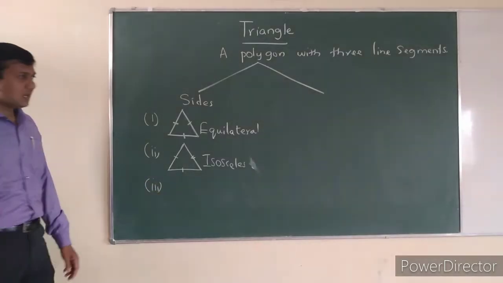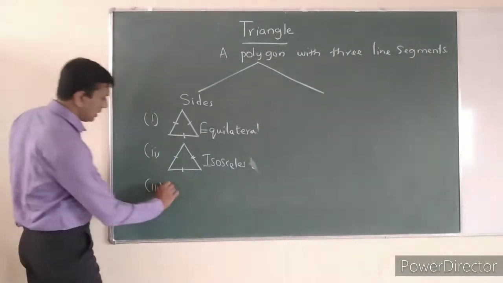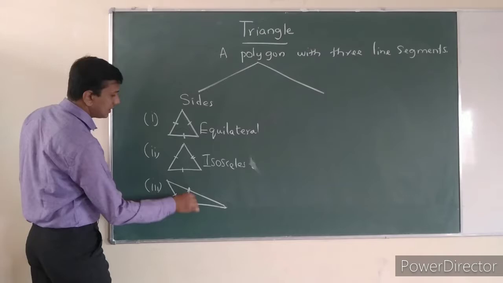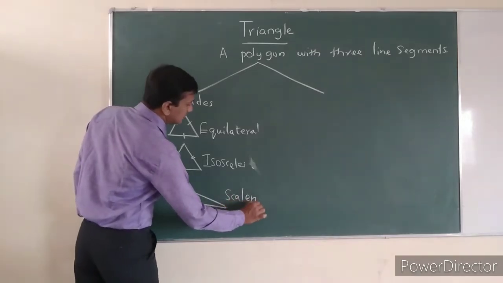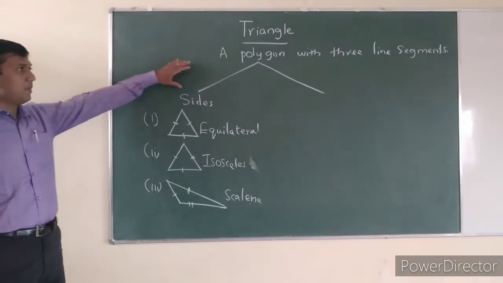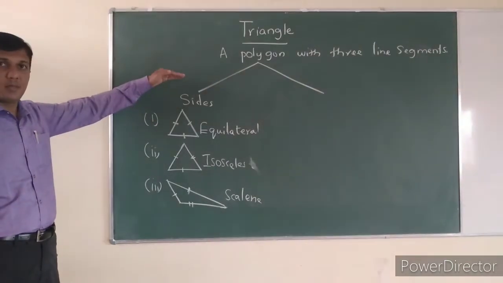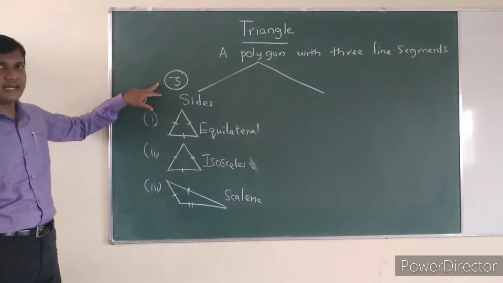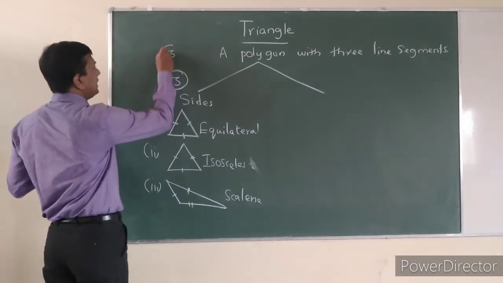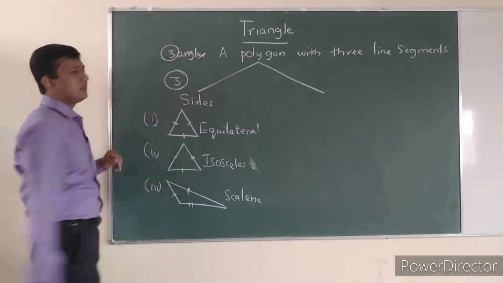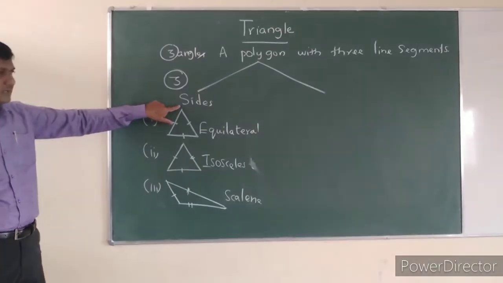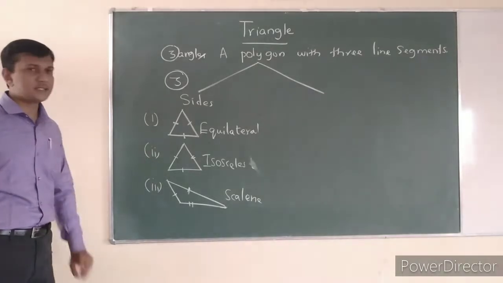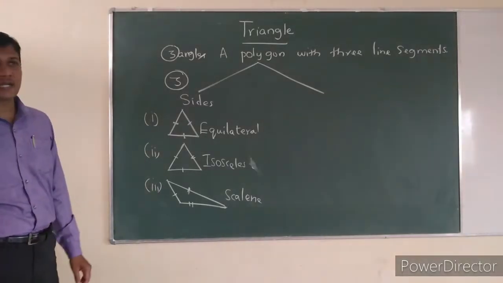And the third one, if no 2 sides are equal, such a triangle is called a scalene triangle. Scalene triangle. Anyhow, we have 3 sides and 3 angles in a triangle. So based on the sides, it has been classified into 3. First one is equilateral triangle, second one is isosceles triangle, and third one is scalene triangle.